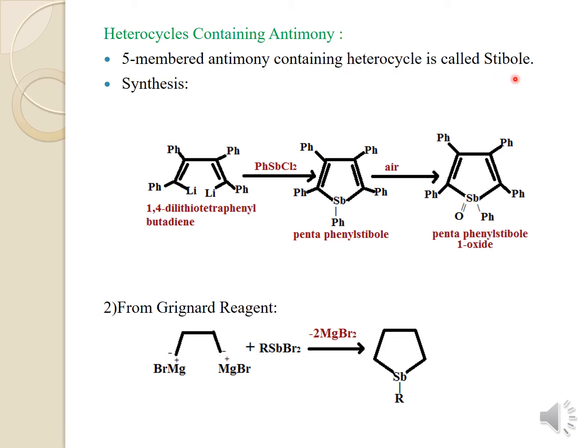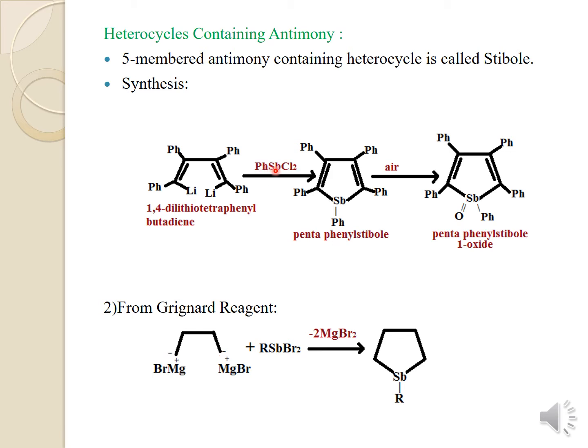Remember this point, it is very important. Don't get confused between stilbene and stiboles. Moving on to the synthesis part, in the first reaction you can see here you are taking the starting material as the lithiated compound. Four of the substituents are attached as phenyl rings, that is your 1,4-dilithiotetraphenyl butadiene.